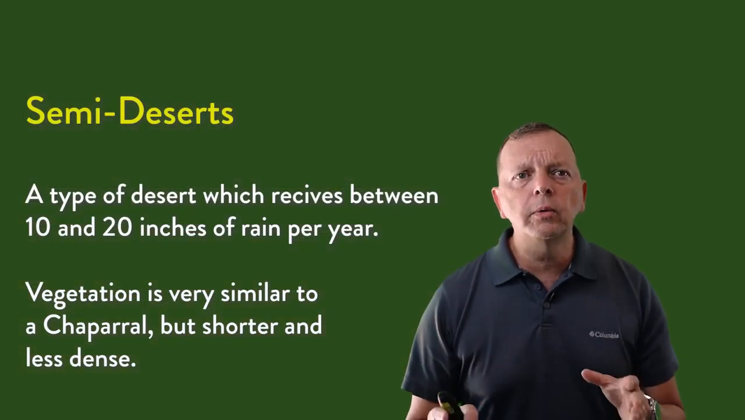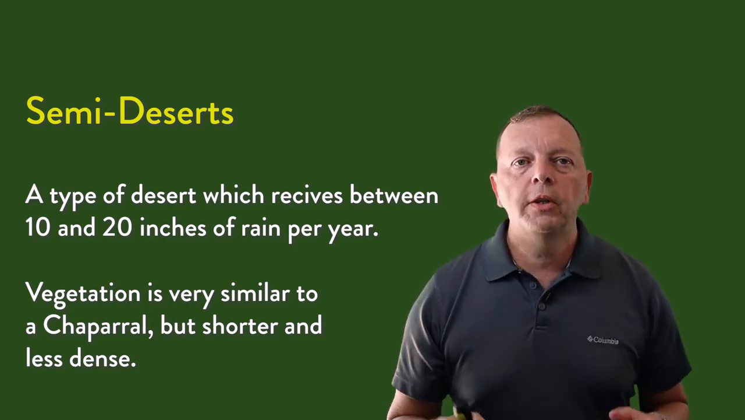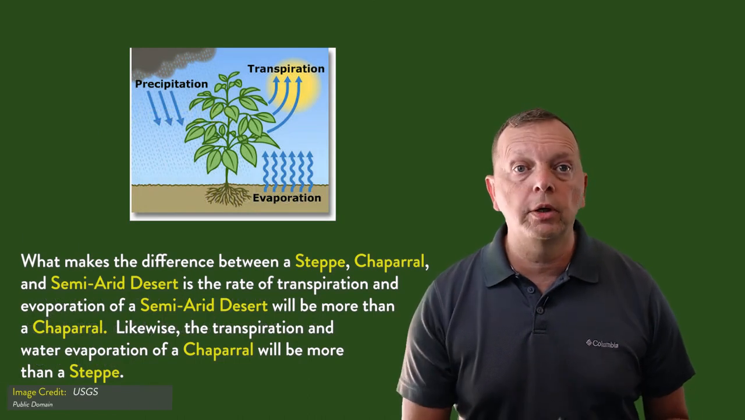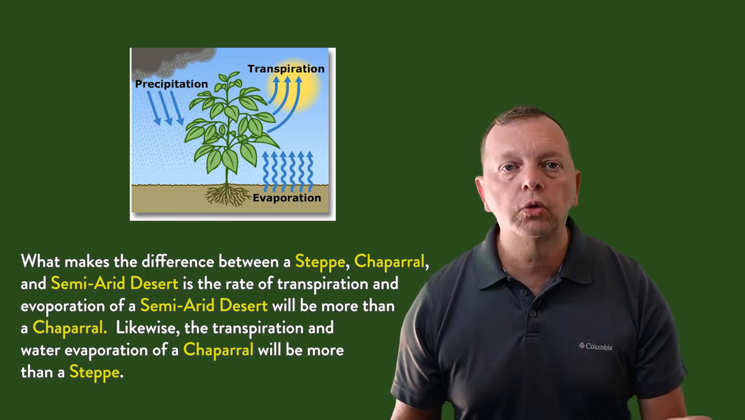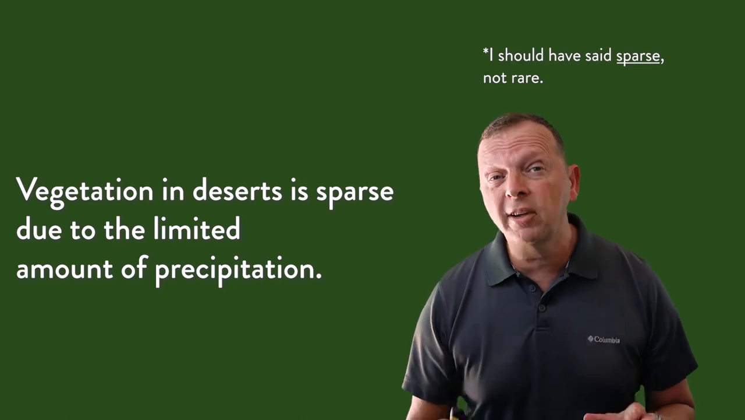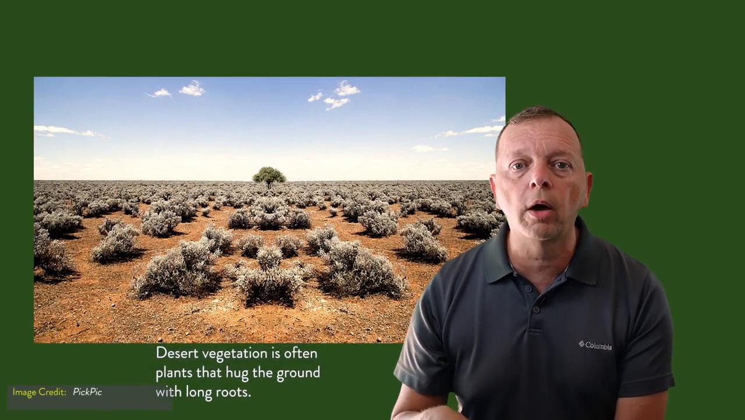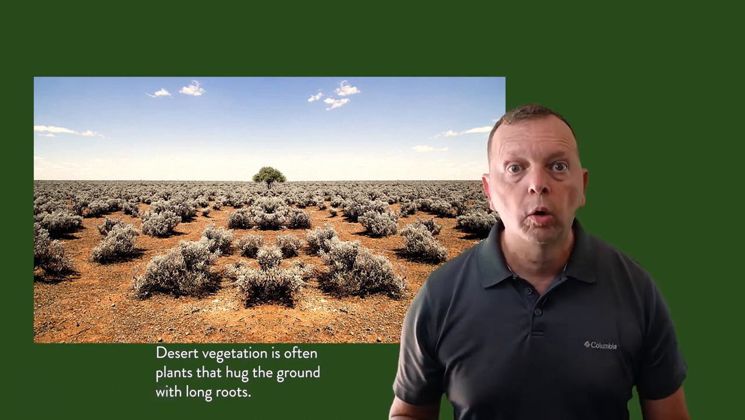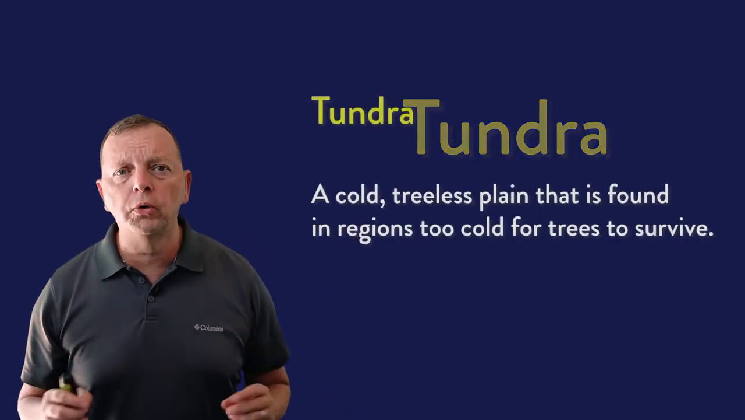Now, semi-arid deserts can receive up to 20 inches of rain each year, much like our steppe and our chaparral climates. But the semi-arid deserts will be in areas where the evaporation and transpiration of moisture from the soil and plants is high, due to temperature, humidity, and soil characteristics of the region. Now, vegetation in deserts is rare, and sand actually covers 1/5 of the deserts of the world. Now, we usually think of cacti when we think of desert vegetation, but there are other plants. These are usually plants that are low, hugging the ground, and have long taproots to be able to reach the water below. Our last major biome category is the tundra, which is the coldest of all biomes.